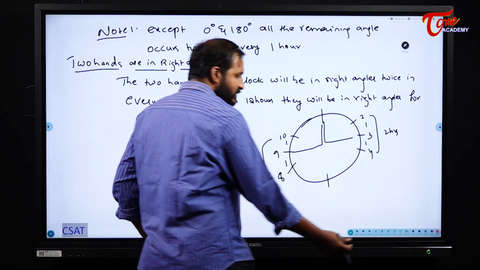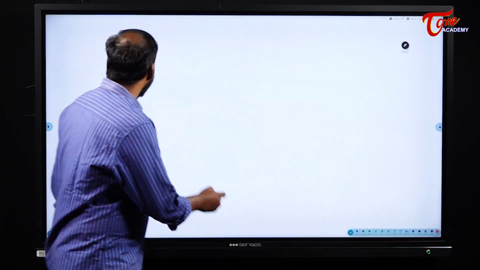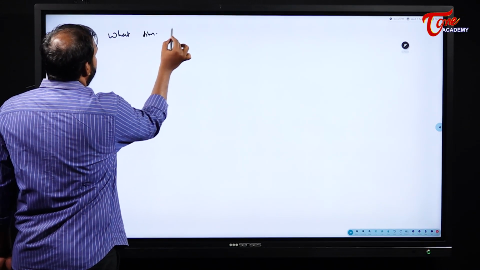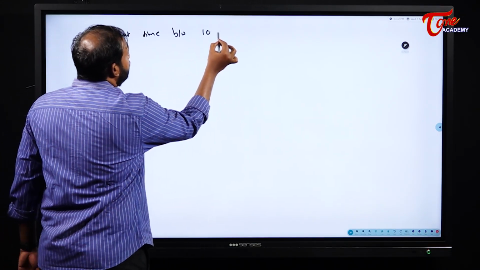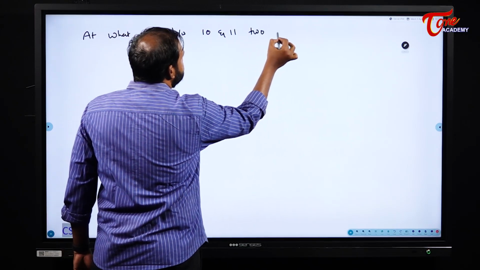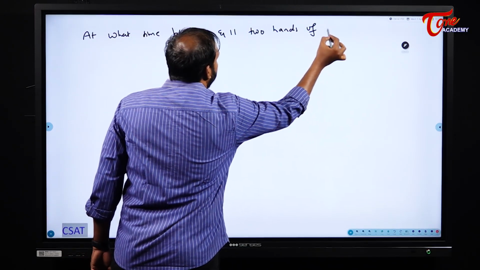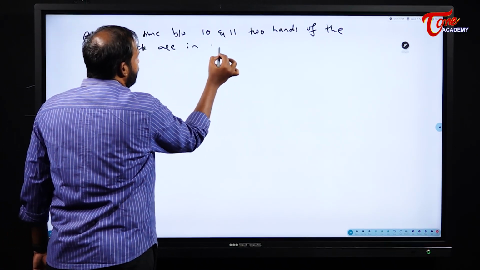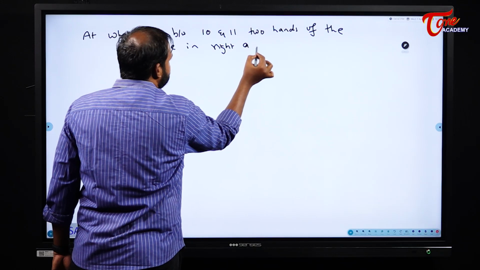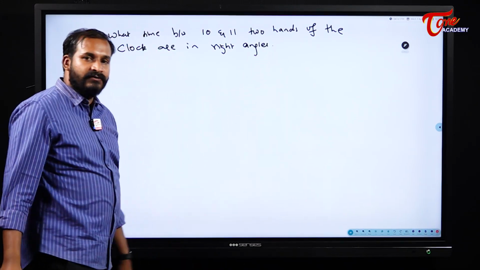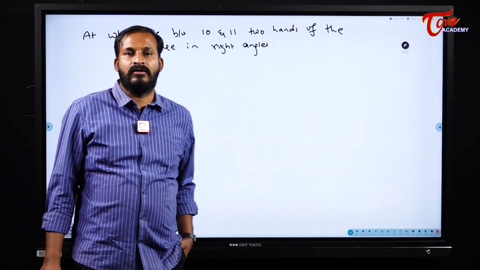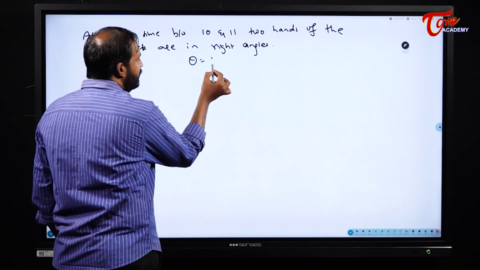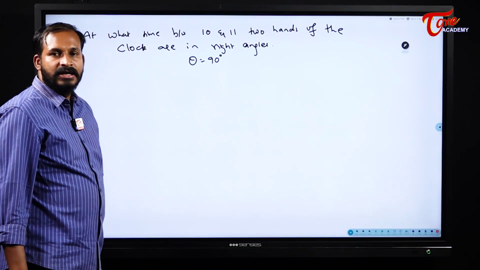Okay, now where will we see these questions? Now see here. At what time between 10 and 11 are the two hands of the clock at right angles? This is the question for us, students. When can we say they are at right angles? If the angle between them is 90 degrees.